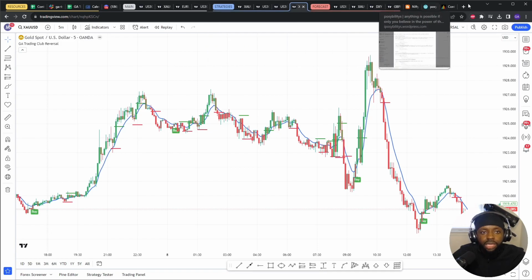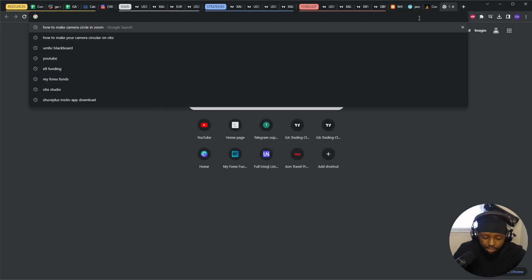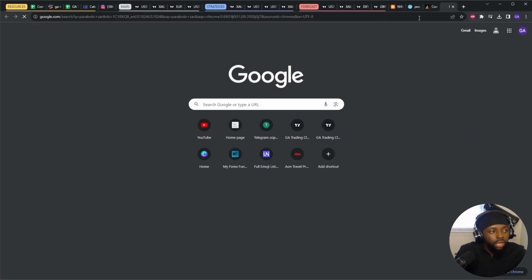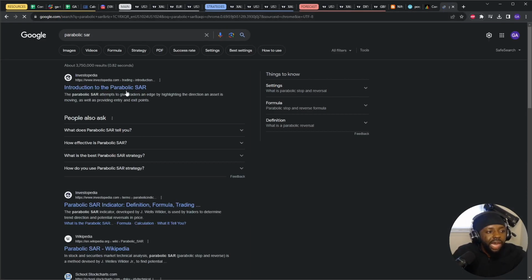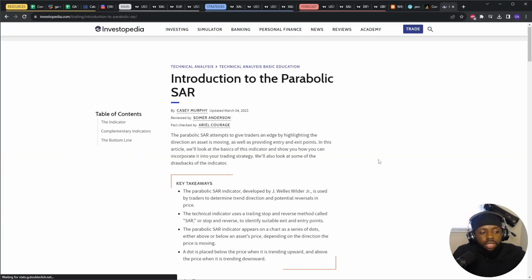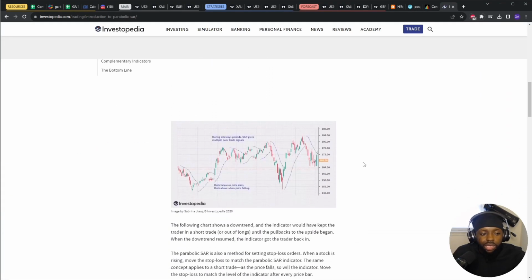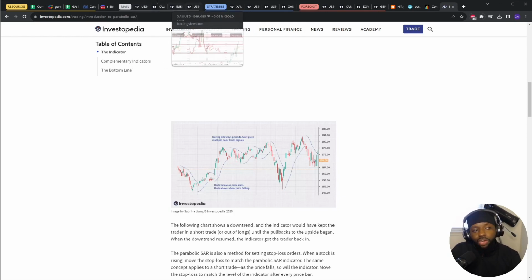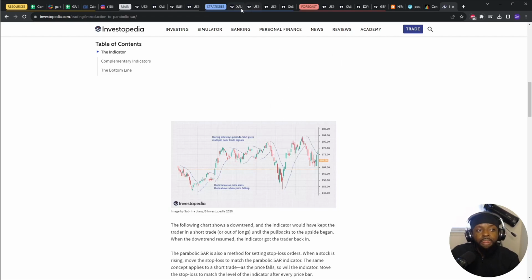So that's the parabolic SAR strategy. And if you look it up, there's a bunch of documentation out there. But what we did for us is that we just found a way to refine it, and we built this into all of our indicators. So the crosses indicator, the reversal indicator, the breakout indicator, all of them have the SAR strategy built in.